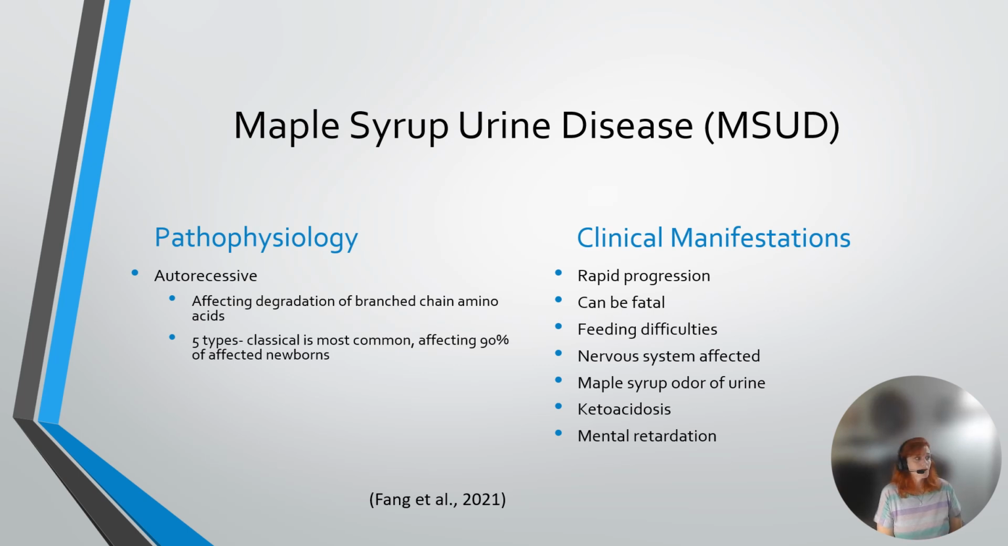Again, you're going to have those nervous system problems, feeding difficulties. One of the key signs for any of these IEMs, as you can see, is feeding difficulties. And then they could go into ketoacidosis. So keto is fat, and then they become acidic because of the breakdown of fats. And then eventually you may see some mental retardation in just about all of these IEMs.